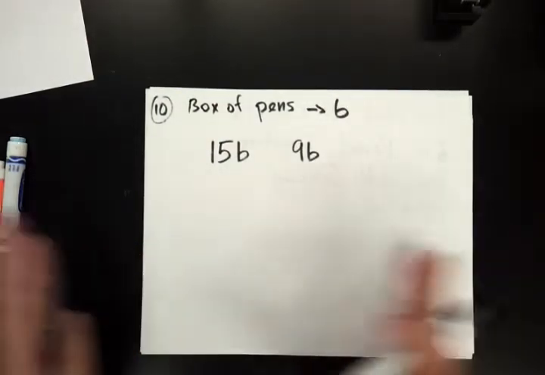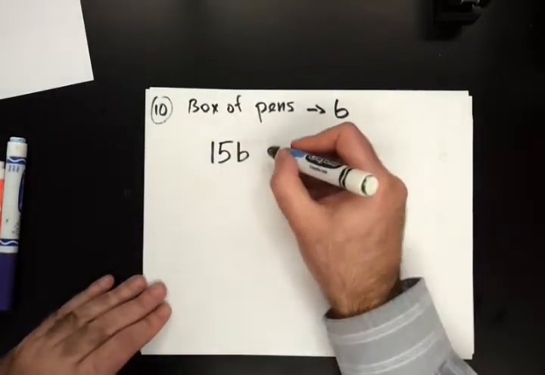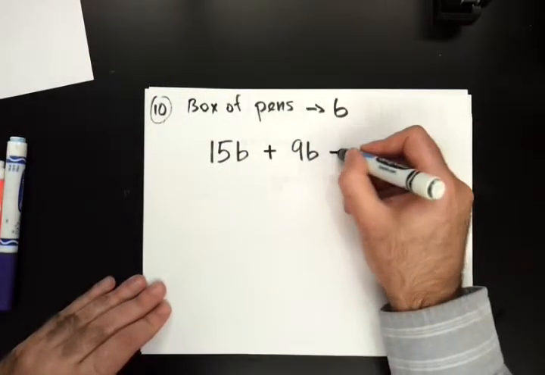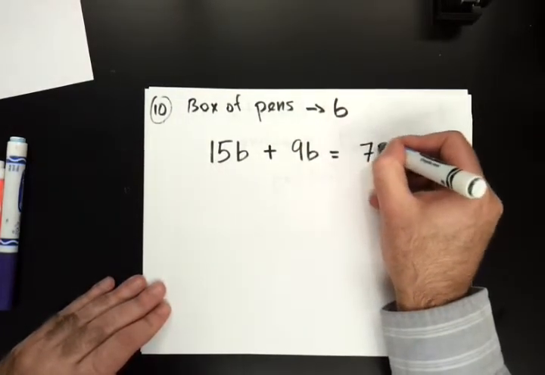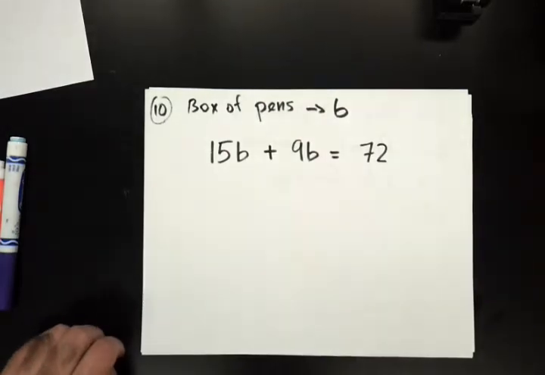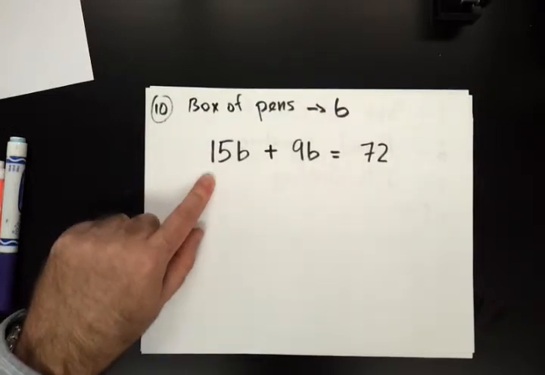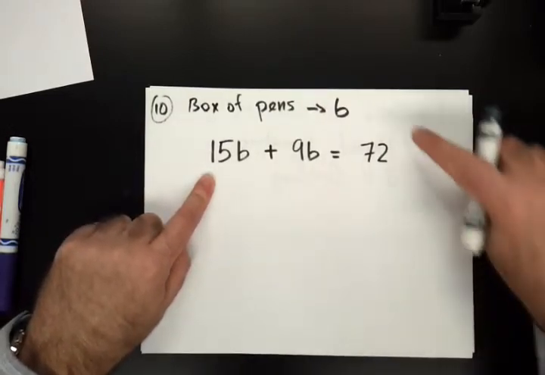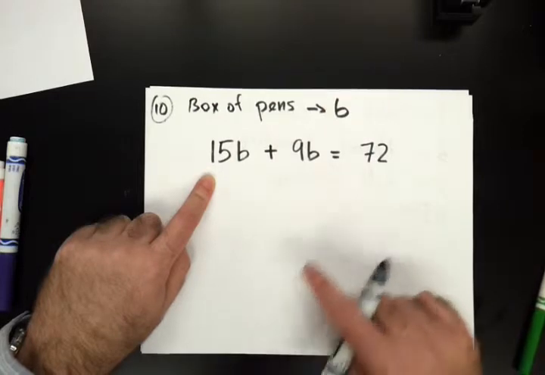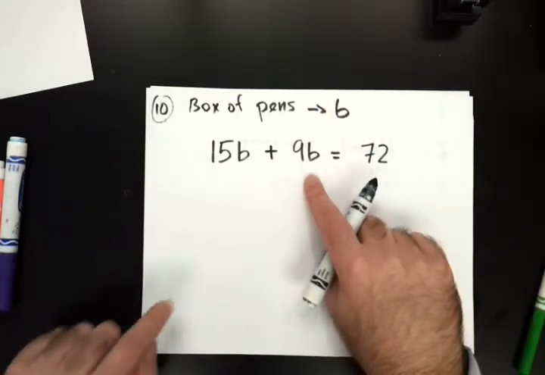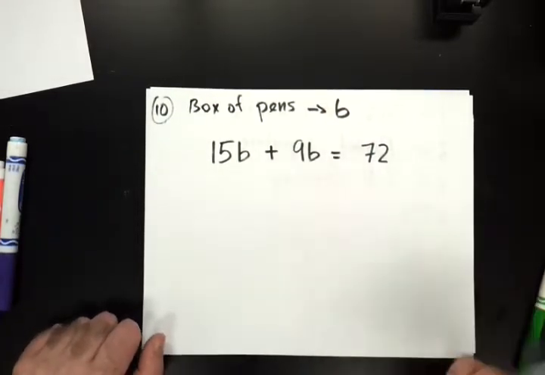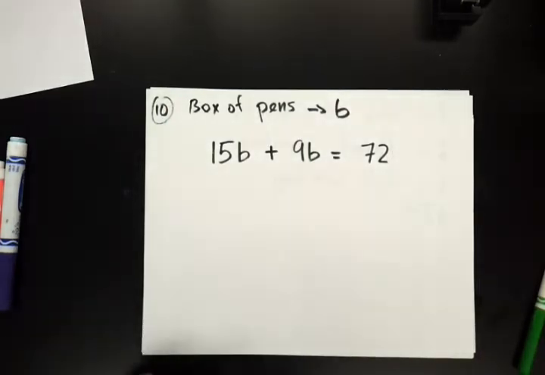I know when I combine these two, the total order was $72. And that's how you set up the equation for this word problem. The accounting department, 15 boxes. 15B because we assigned the letter B to the boxes. Marketing department, 9 boxes, so 9B. Total order, $72.